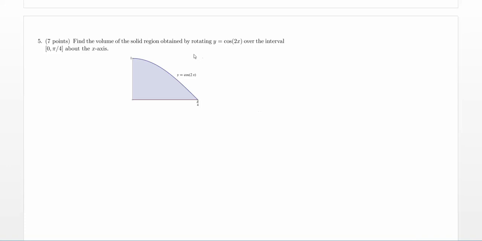Find the volume of a solid region obtained by rotating this graph over the interval 0 to pi/4 about the x-axis. So we're rotating about this axis here. And let's get an idea for what this figure is going to look like. If you rotate this around, you'll have the same kind of shape on bottom.